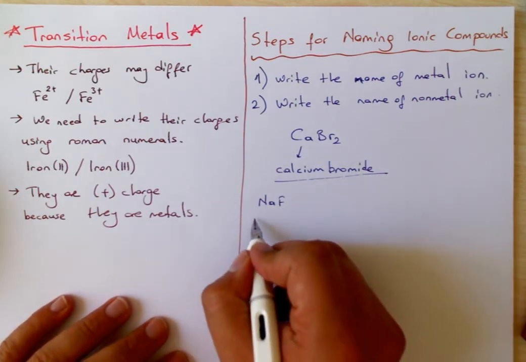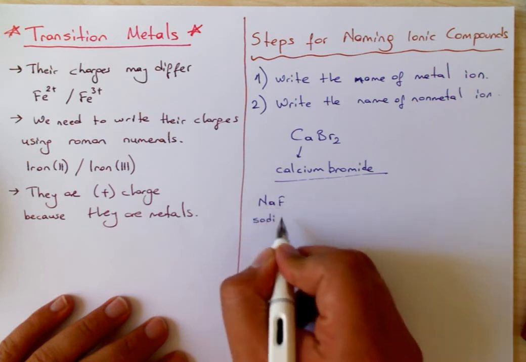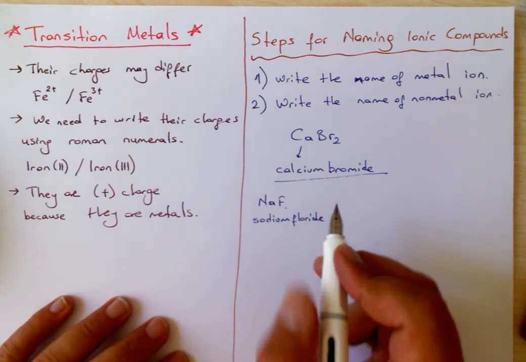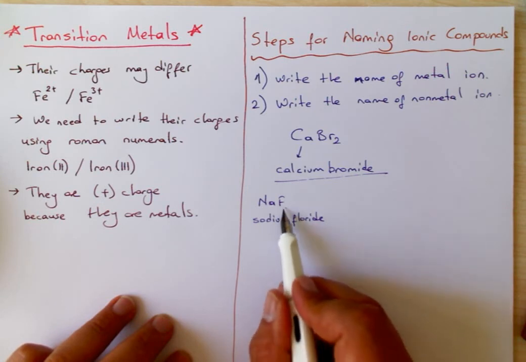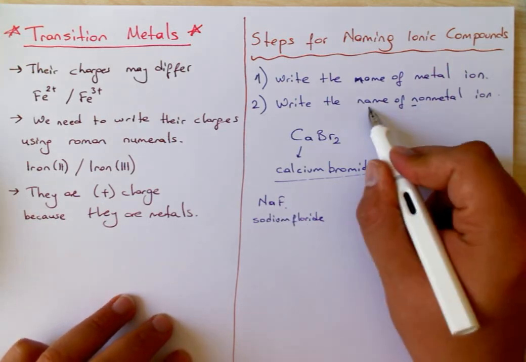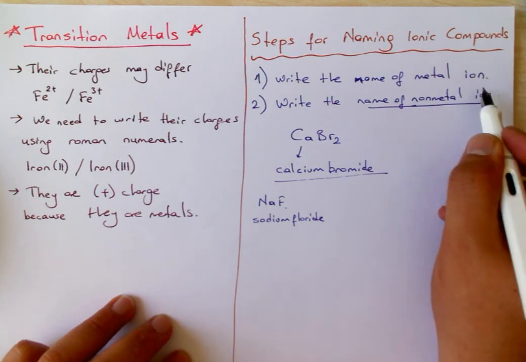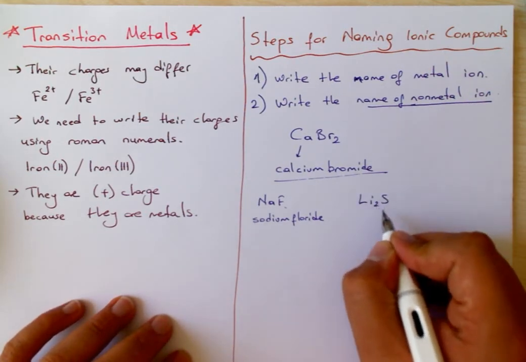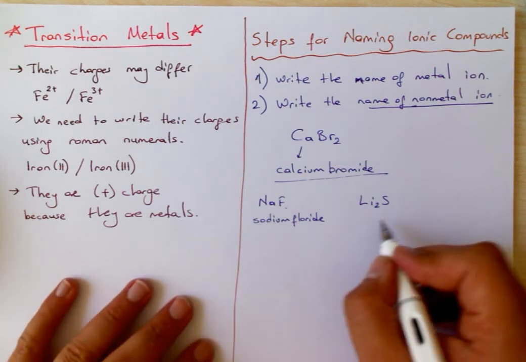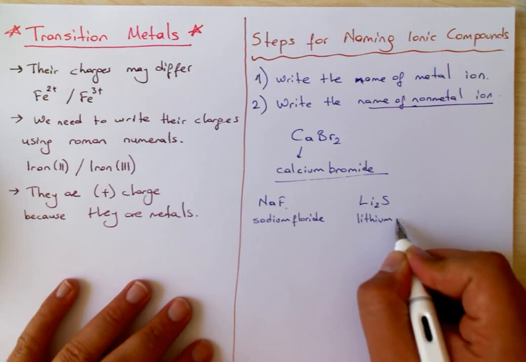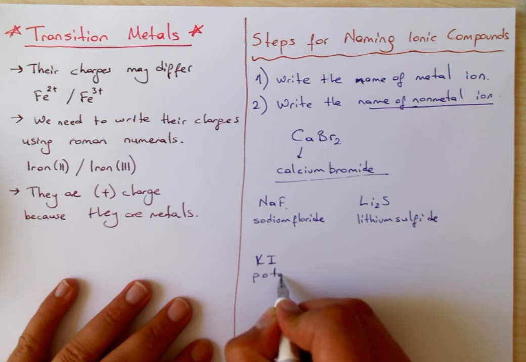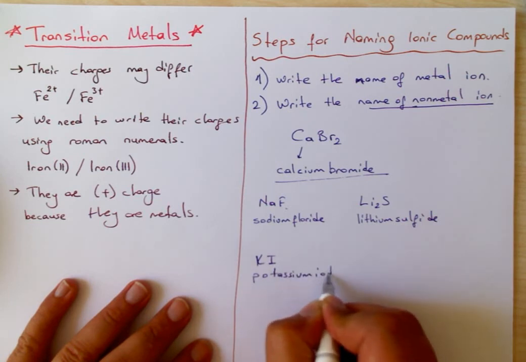Let's go further and name this compound. What's the name of this? It's simply the name of the cation, sodium, and the name of the anion, fluoride. Be careful, it's not fluorine, because now we are talking about the name of a non-metal ion. You should be aware of this. Another example is lithium sulfide. One more, it is potassium iodide.